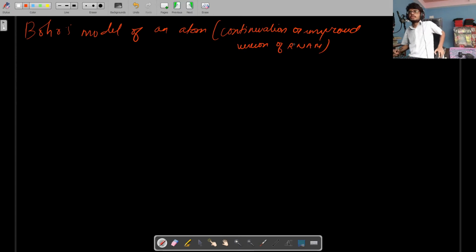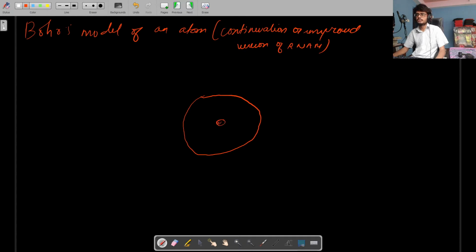So Bohr's model of an atom is the continuation or improved version of Rutherford's nuclear atomic model. Rutherford's model was the first one to explain the presence of a central particle that has the maximum of the mass of the atom. That is the nucleus. Rutherford's model was the first one to name this as nucleus, right? And around the nucleus there are electrons that are revolving in orbits. So this was what Rutherford said.